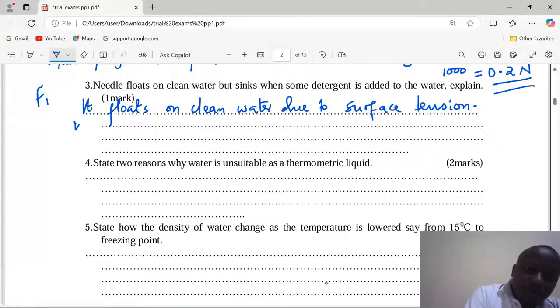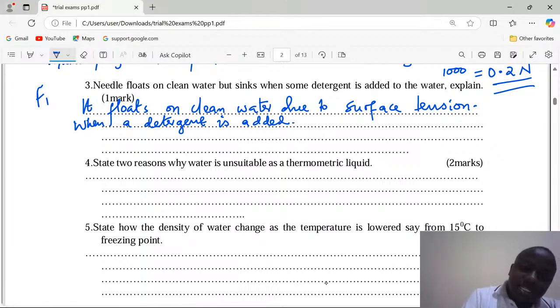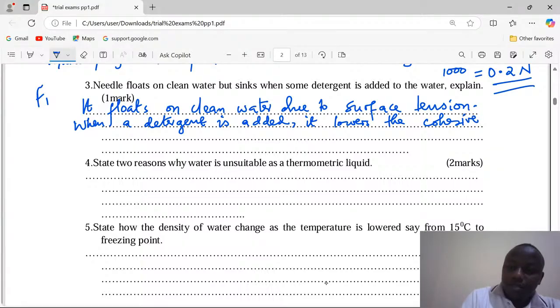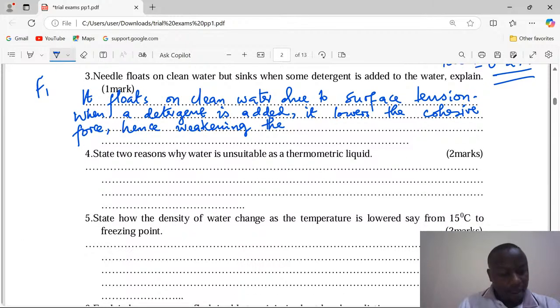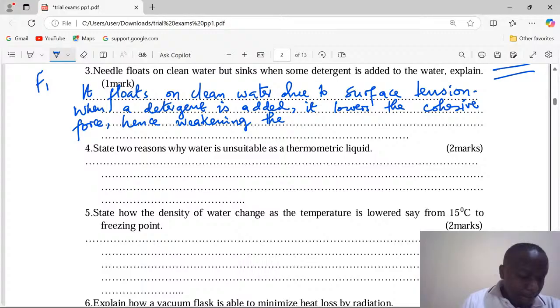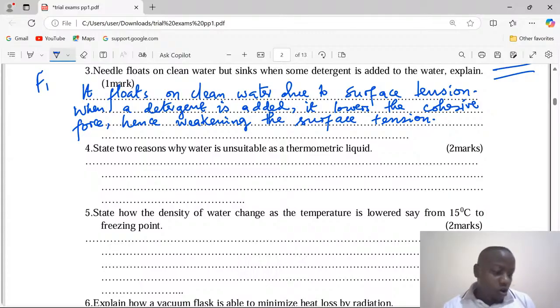Now we are saying when a detergent is added, it lowers the cohesive force, hence weakening the surface tension, or simply breaking the surface tension.